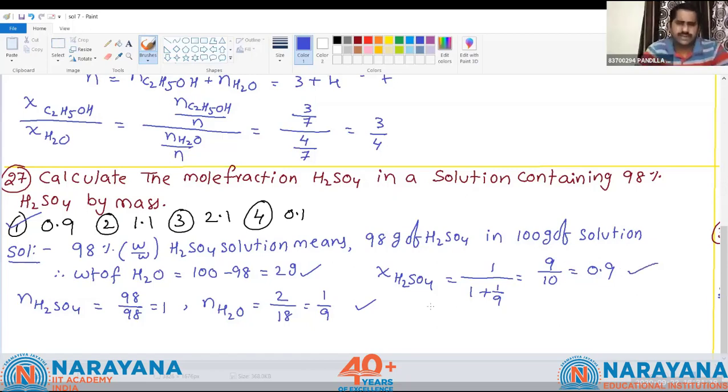Please look once again, friends. You can have problems related to the mole fraction. Please observe. Now I'll go for the next question, the 28th question, students. Please observe again.